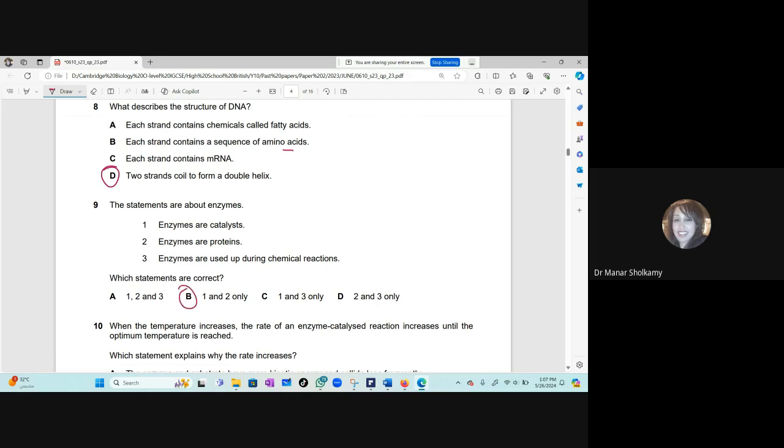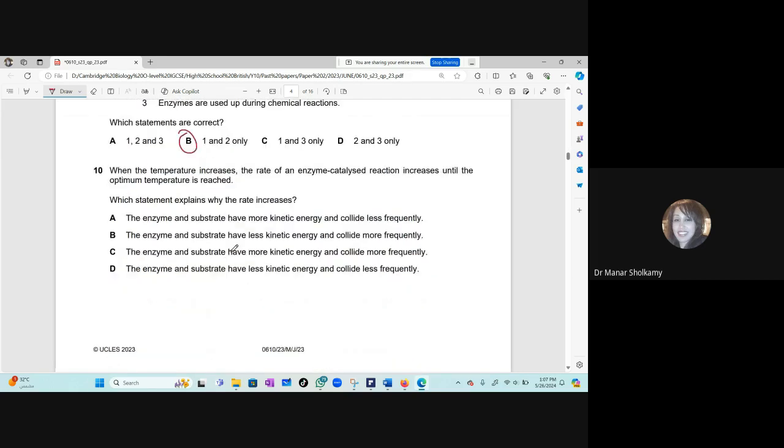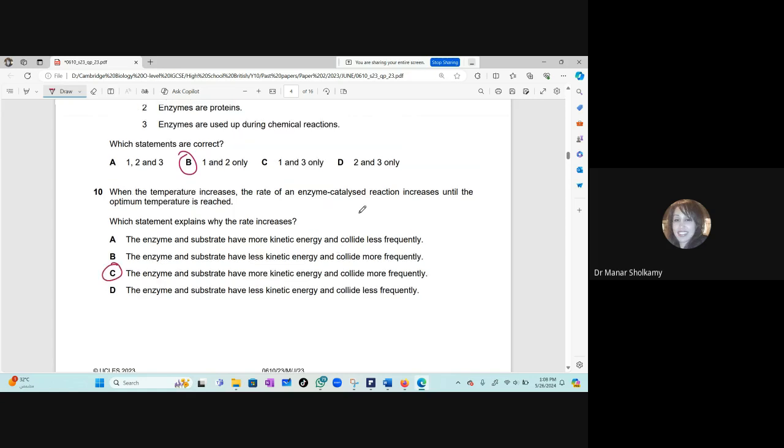So it's 9B. 10. When the temperature increases, the rate of an enzyme catalyzed reaction increases until the optimum temperature is reached. Which statement explains why the rate increases? Nice question. A. The enzyme and substrate have more kinetic energy and collide less frequently, B. less kinetic energy and collide more frequently, C. more kinetic energy and collide more frequently, D. less kinetic energy and collide less frequently. Yes, obviously it's C.